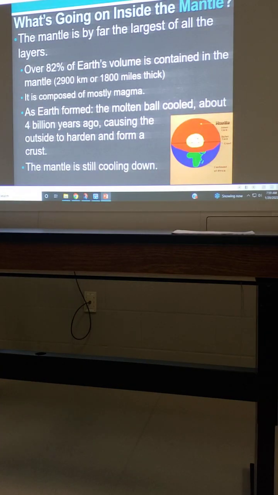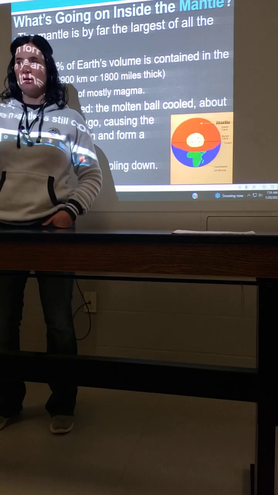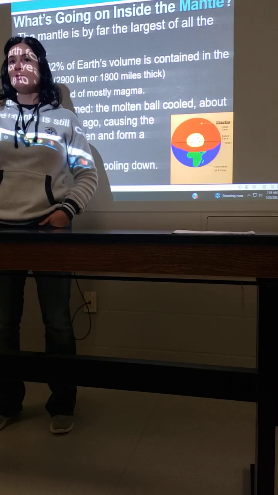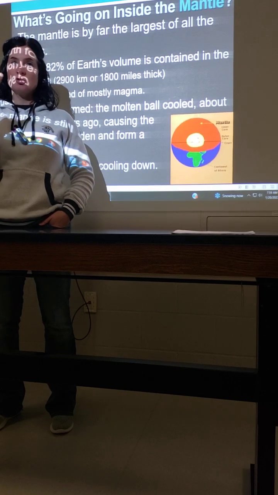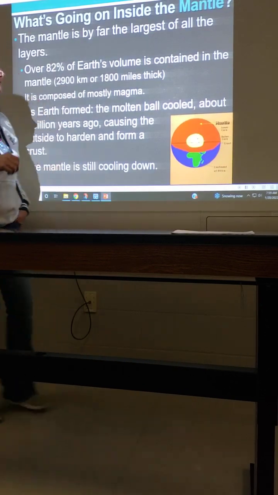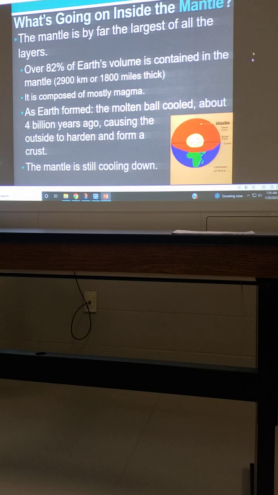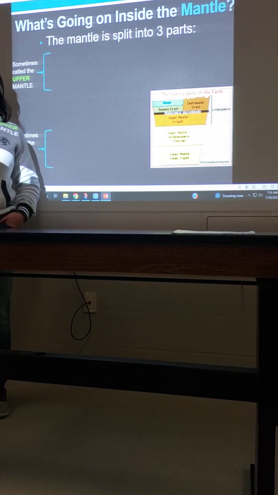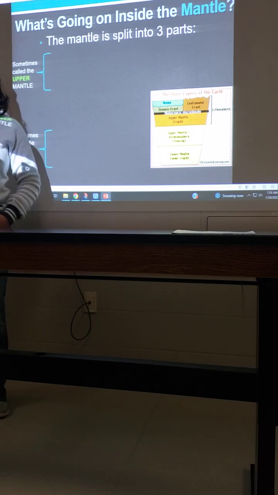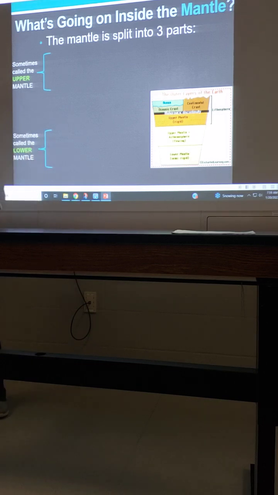We're starting into our second major group, because we have three major types of layers. We have our crust, we have our mantle, and our core. Crust has 2 parts, and now our mantle is going to have 3 parts. The mantle is by far the largest. It's about 80% of the total volume of our Earth, and it is split into 3 parts. So the crust is split into 2, the mantle is split into 3, and our core is also going to be split into 2.